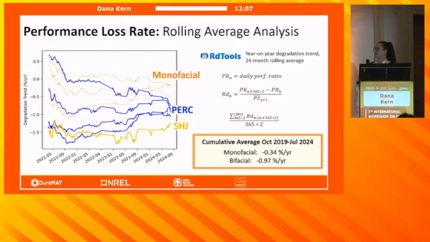This is that same data represented in a graphical format using RdTools. We have a rolling average of a 24-month period, and then we plot it here. The main takeaway here is that we have a higher degradation rate early in time when the modules are initially mounted, and then the degradation rate decreases.